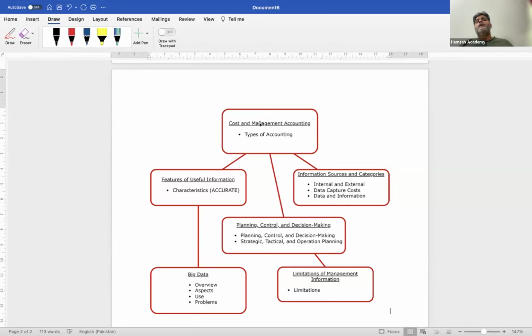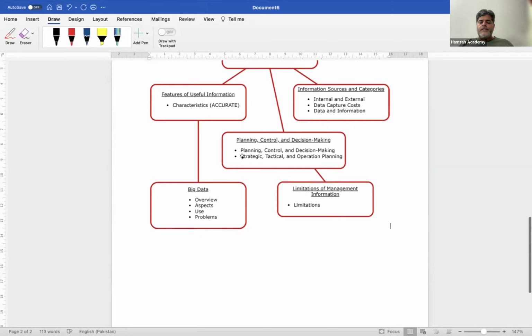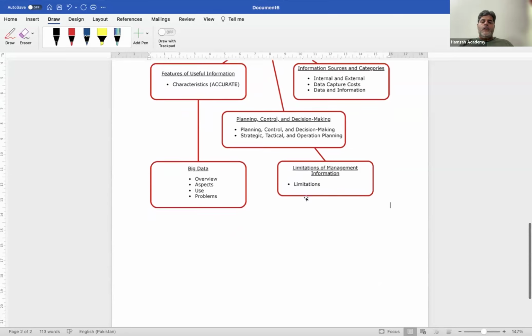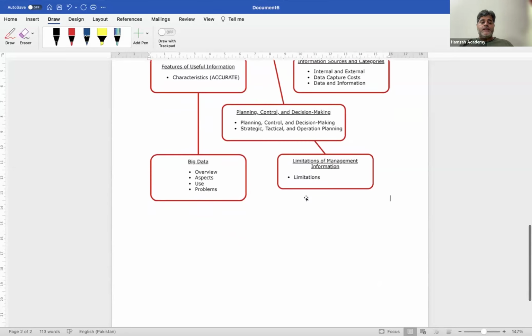We have three levels of management that you might have learned or read about earlier: the strategic level, the tactical level, and the operational level. In the strategic level, we talk about planning. Control is in the tactical area, and decision making is where we are doing the operational planning. Then we have big data: the overview, aspects, use, and problems. And then we have the limitations of management information, where we talk about the overall limitations.